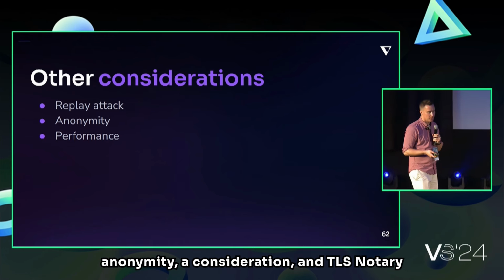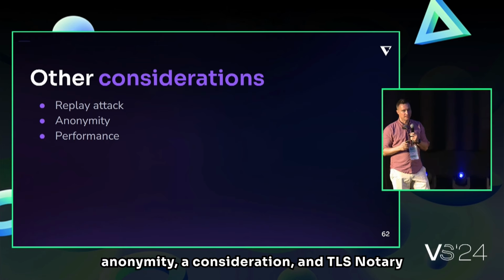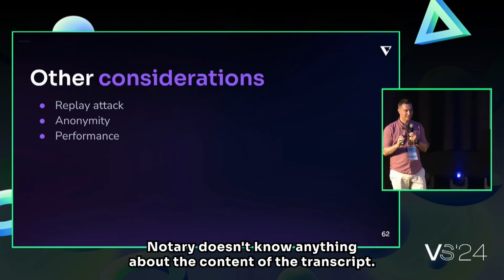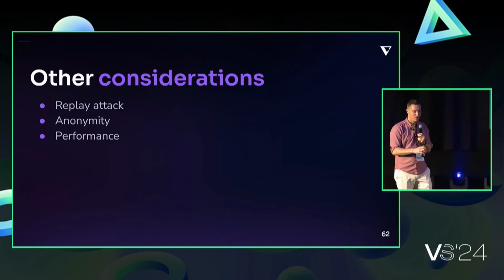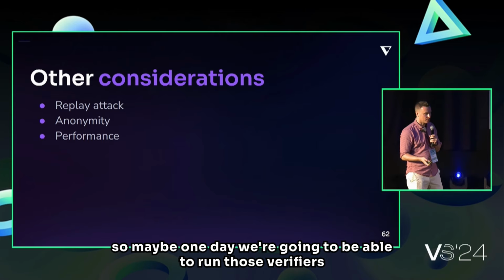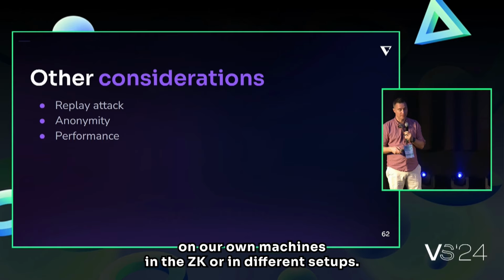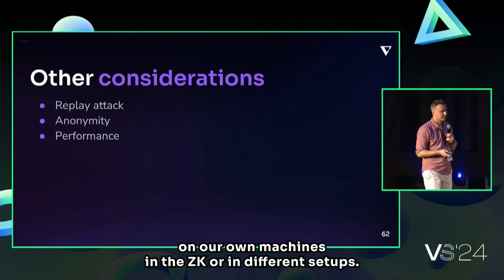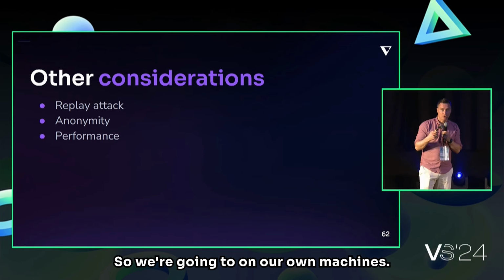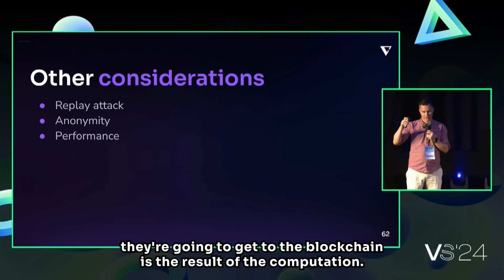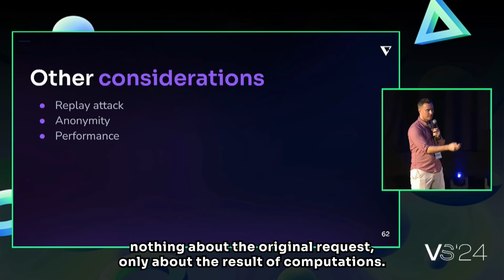There is an anonymity consideration, and TLS notary has this wonderful property that the notary doesn't know anything about the content of the transcript, only the verifier does. So maybe one day we're going to be able to run those verifiers on our own machines in ZK, or in different setups. That's going to be wonderful for anonymity, because the only thing that gets to the blockchain is the result of the computation. So they don't know anything about the original request, only about the result of the computation.